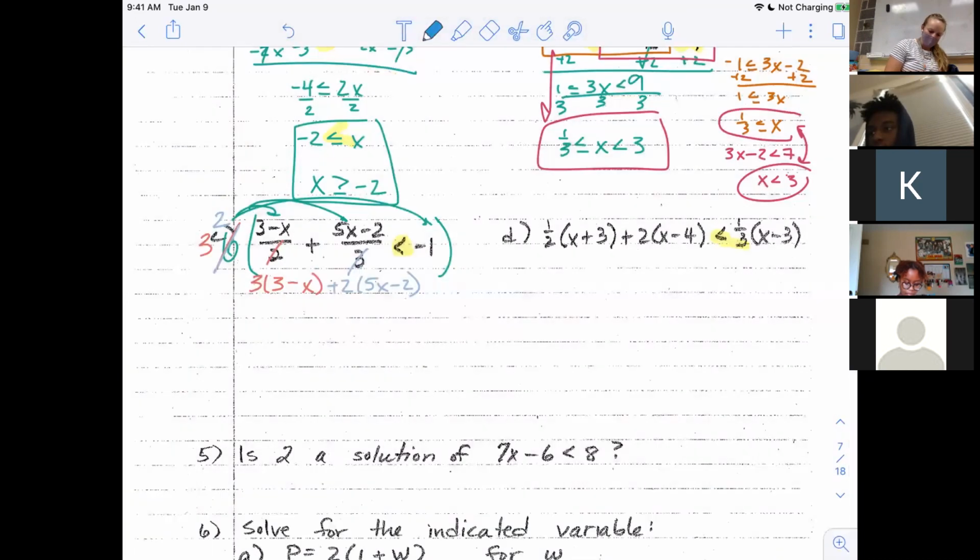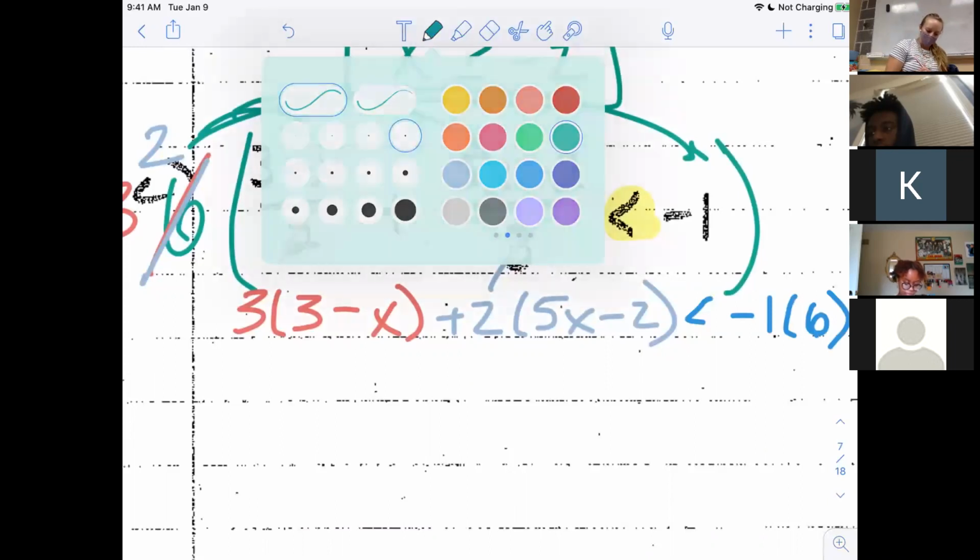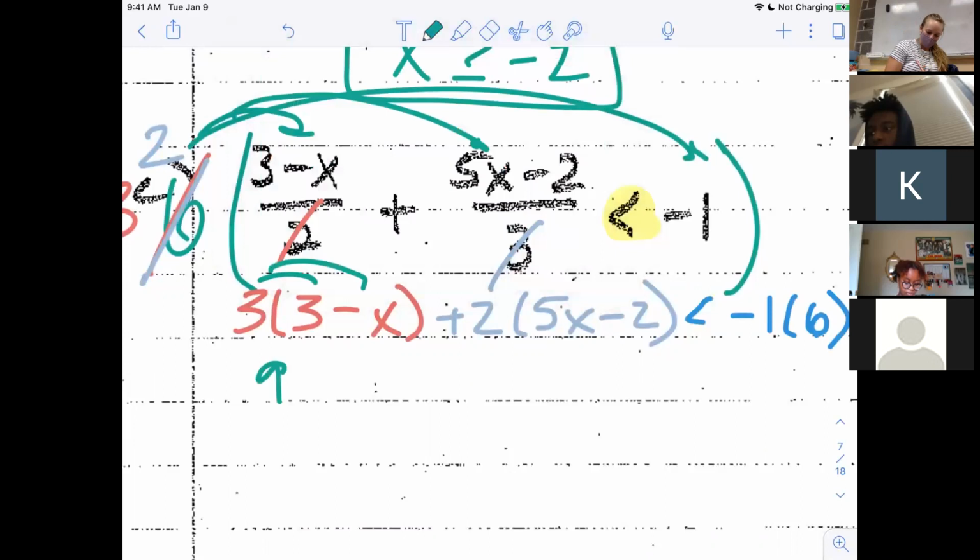And then last, I've got nothing to cancel out, so I'm going to do 6 times -1, so greater than -6. Again, give it to everything, both sides of the equation. All right, distribute. I've got 9 minus 3x plus 10x minus 4 is less than -6.